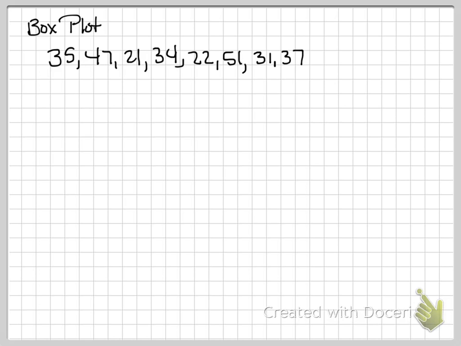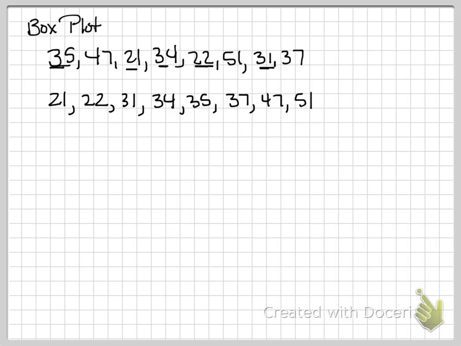All right, so the first thing we need to do is put the numbers in order from smallest to largest. So our smallest number is 21. It's going to go 21 first, then 22. Then our next number is 31, 34, 35, 37, 47, and then 51.